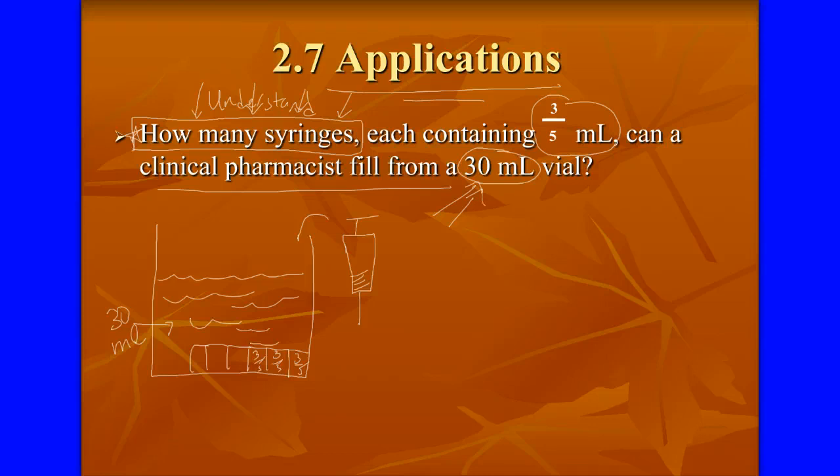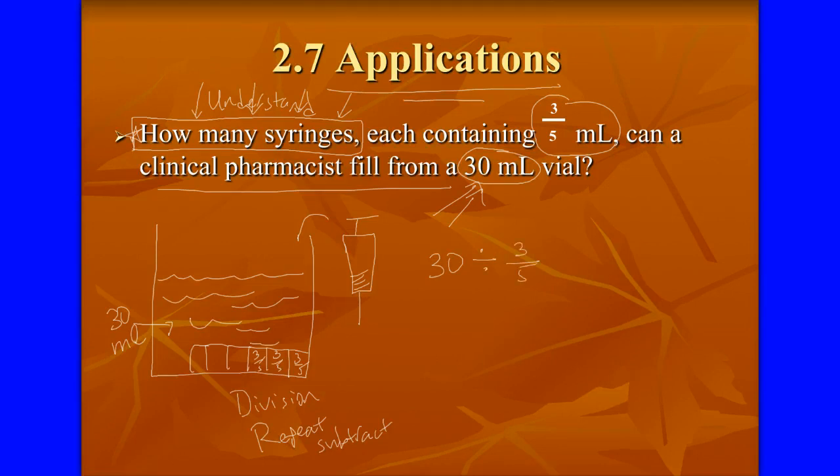Okay, so notice he's doing repeated subtraction. He's taking away the same amount over and over, or he is grouping the 30 milliliters into groups of 3/5. That's division. Division you can think of as repeated subtraction. If you subtract the same number over and over, or you can think regroup. You're putting in groups of 3/5. How many would there be? Okay, so you have basically 30 milliliters divided by 3/5.